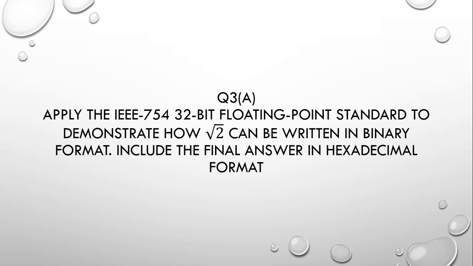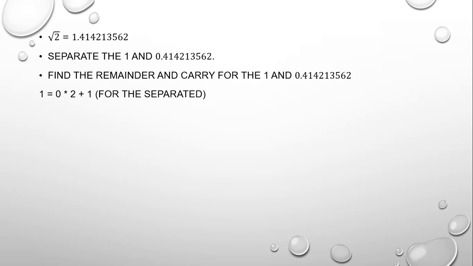So we have to solve the square root of 2. The answer for the square root of 2 is 1.414213562. We have to solve it separately by separating the 1 and the 0.414213562. We have to find the carry and remainder for 1 and also 0.414213562. So how do we solve the separated one? In order to solve the separated one, we use this method: 1 equals 0 times 2 plus 1, and the 1 is the carry for this separated one.